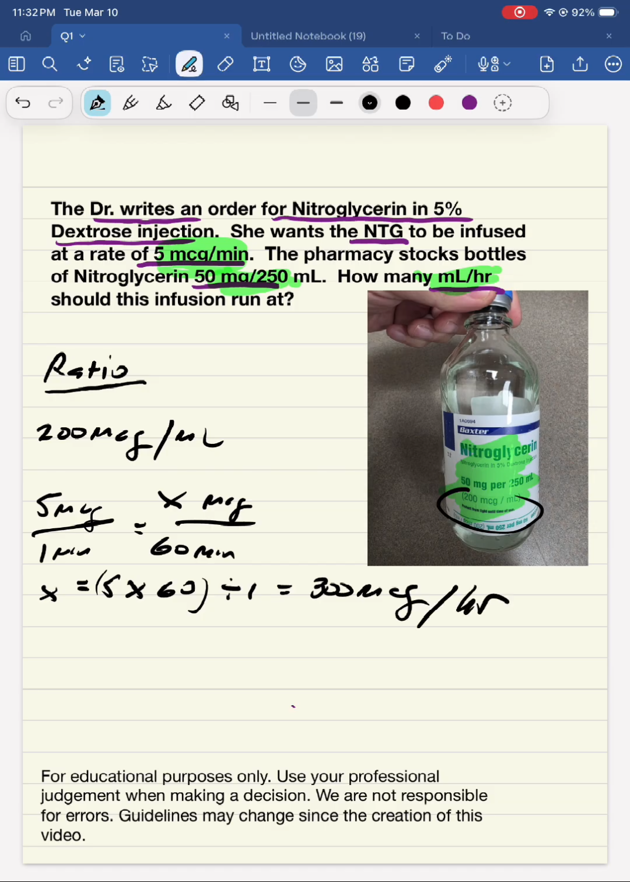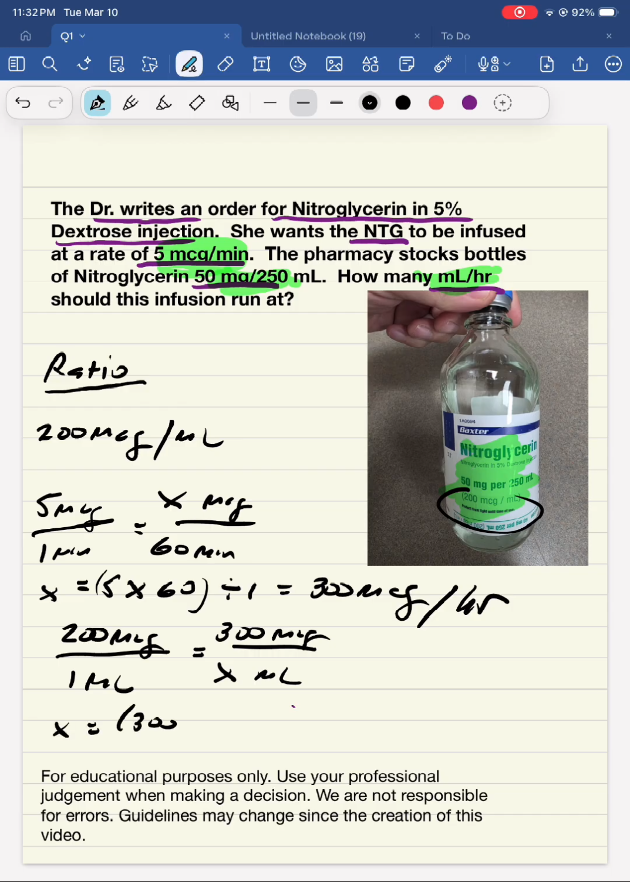And now we have to see how many ml is 300 micrograms. So look at the label, 200 mics per 1 ml equals, and then we're going to set up the ratio, 300 mics per x ml. So x is equal to 300 times 1 divided by 200, which is equal to 1.5. So it's 1.5 ml. 300 micrograms is 1.5 ml. And again, it's per hour. Don't forget that it's per hour. And that's the answer. That's one way to do this ratio.